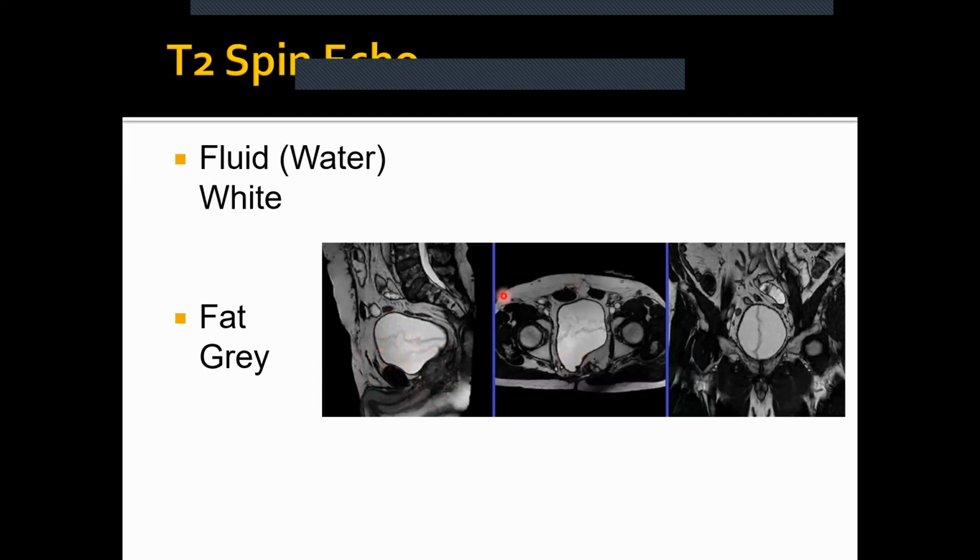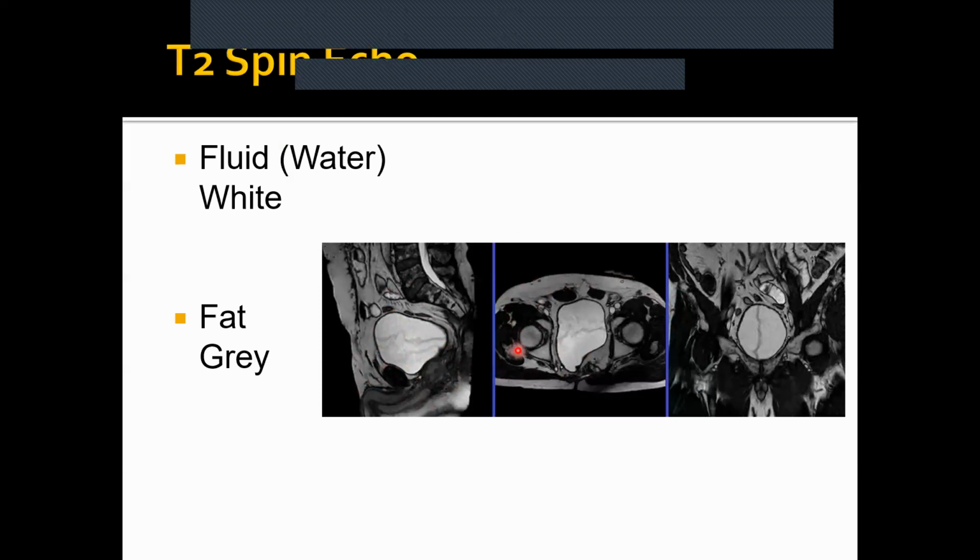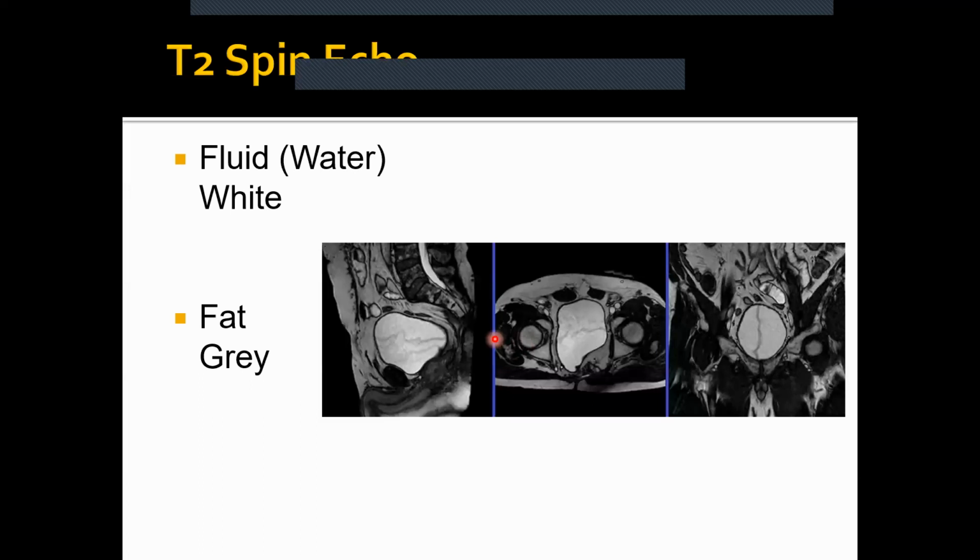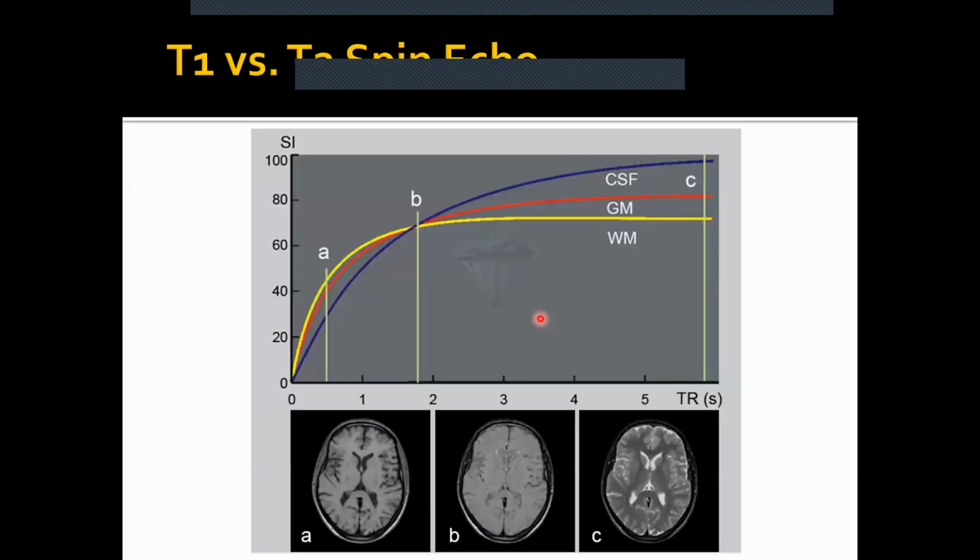Again, you can see your fat appear as grey. Your bone marrow from your bone is going to appear grey as well. And just like with your T1 weighted image, you can remove the fat attenuation afterwards. Okay? So this is comparing your T1 versus your T2 based on this principle.